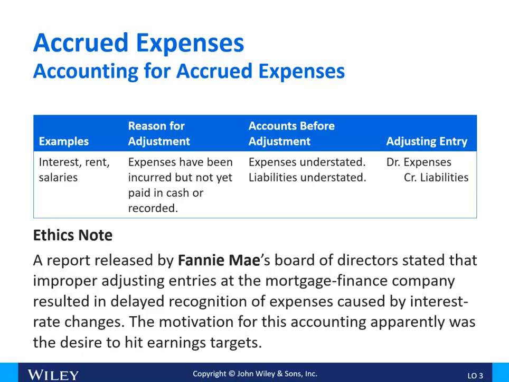And then another ethics report here. A report released by Fannie Mae's Board of Directors stated that improper adjusting entries at the mortgage finance company resulted in delayed recognition of expenses caused by interest rate changes. The motivation for this accounting apparently was the desire to hit earnings targets. So they didn't want to show higher expenses, which would lead to lower earnings. So they delayed some of that recording. They understated their expenses, which overstated their income.